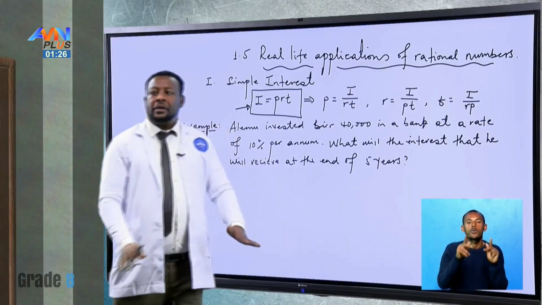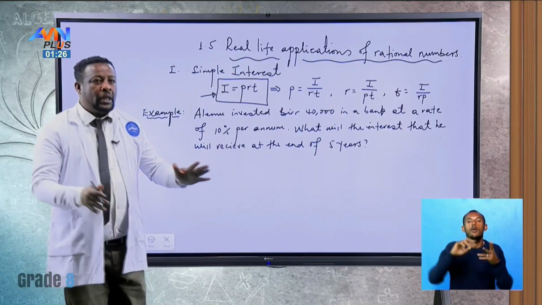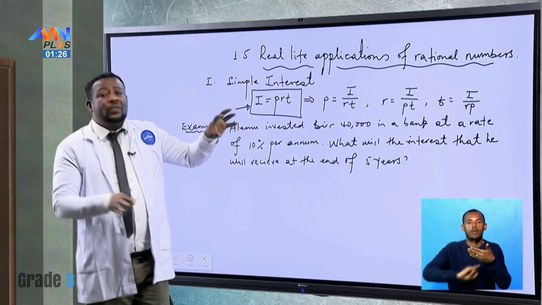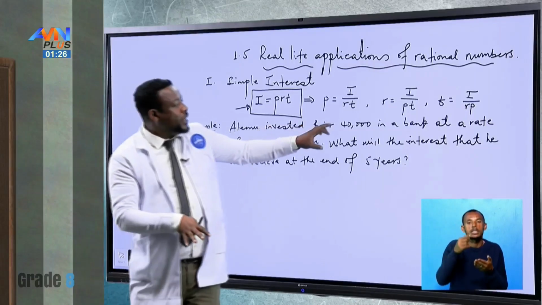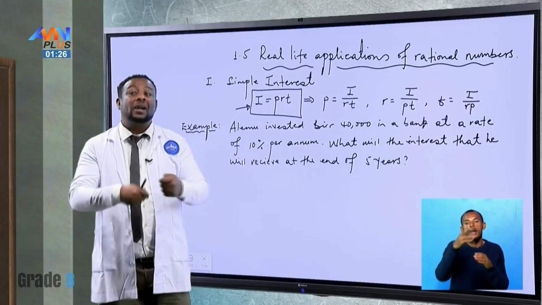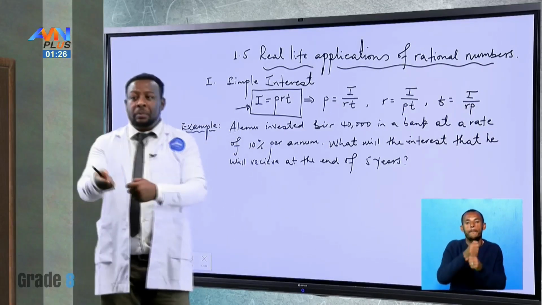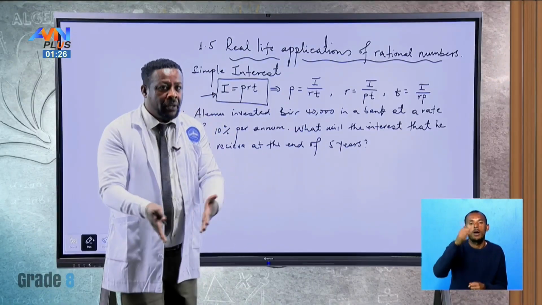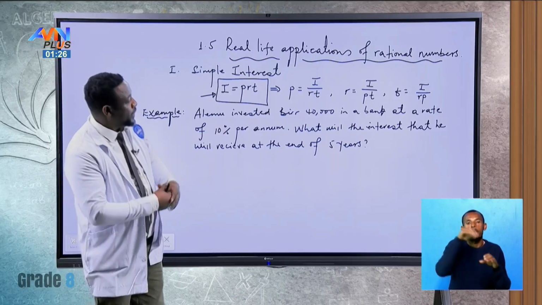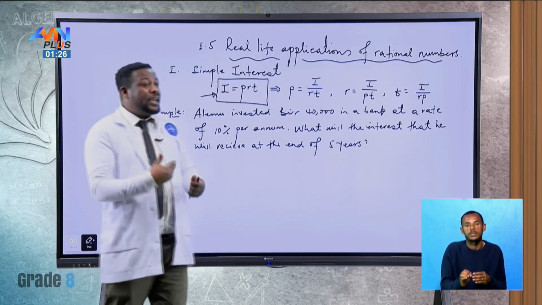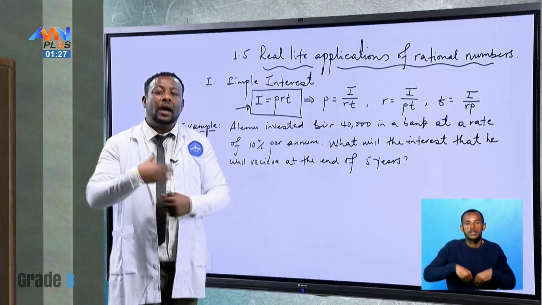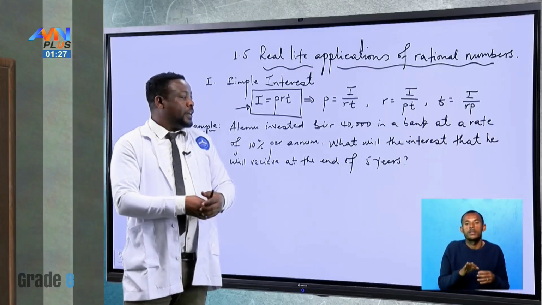Okay, here in this problem, there is a concept of simple interest. Alamu invested his money, 40,000, in a bank at a rate of 10% per annum. Per annum means per year, okay? I will repeat it. Per annum means per year. So he invested this much money in a bank at a rate of 10%. So the question here is, what will be the interest that he will receive or earn by the end of the 5th year?